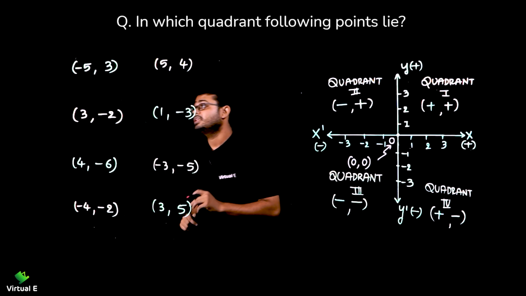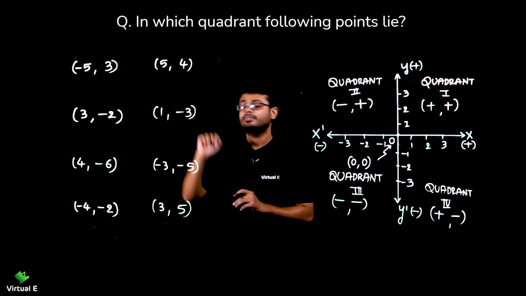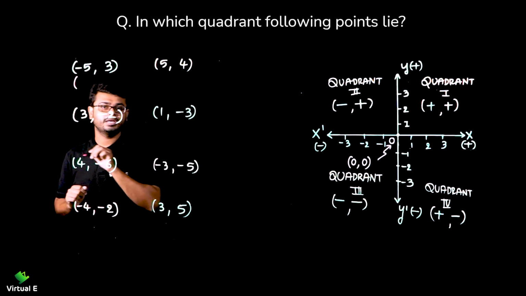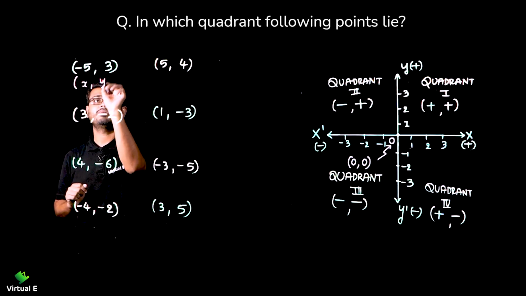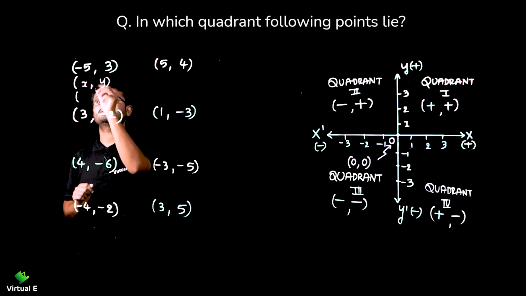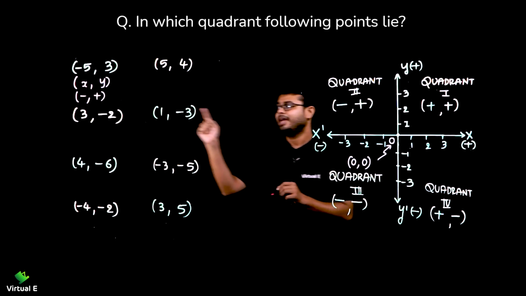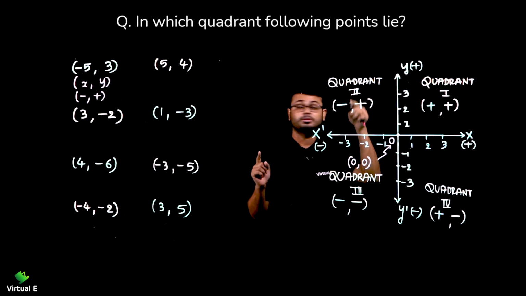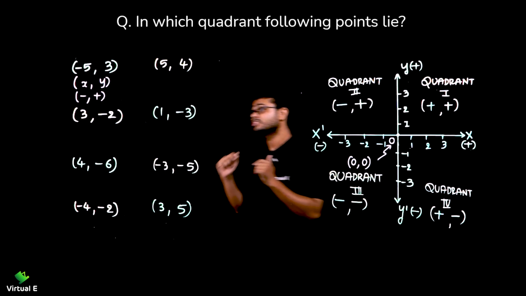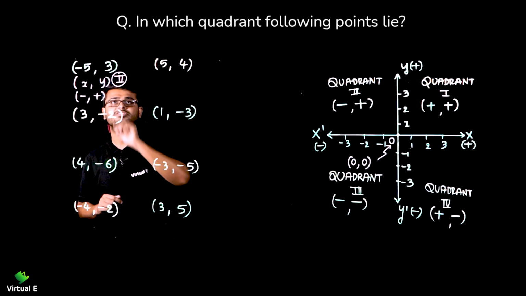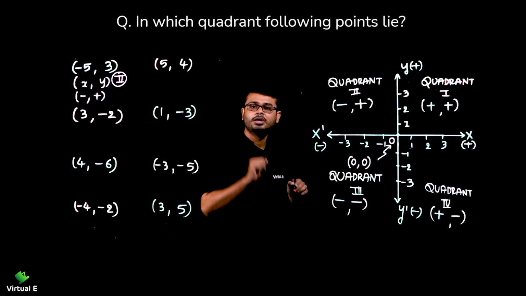So let's start with the first one, (-5, 3). I told you that first it is always the x coordinate. So if you write x comma y, we can see the x-axis value is negative, the y-axis value is positive. So which is the quadrant where x is negative and y is positive? Fortunately it's 2 only, right? So this point belongs to quadrant number 2.